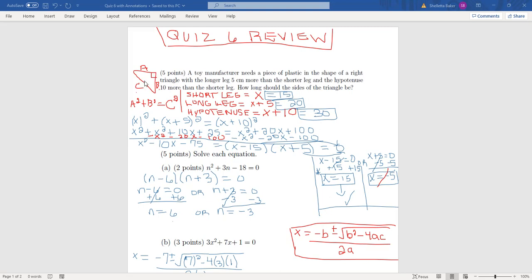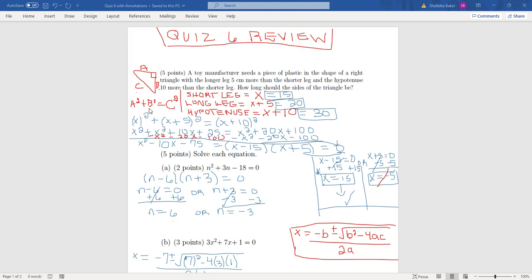Across from that 90-degree angle is our hypotenuse, which letter C represents. A and B are the legs. Now we're also told that the longer leg is 5 more than the shorter leg. The hypotenuse is 10 more than the shorter leg. And we want to know what is the length of each side of that triangle.